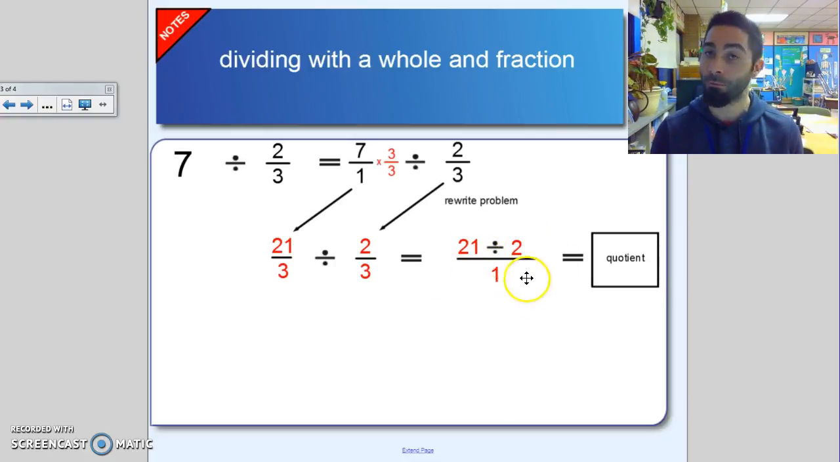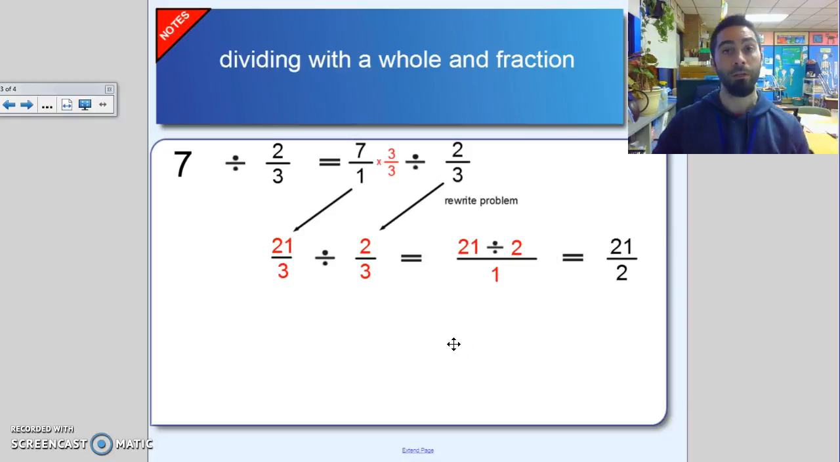Now anything divided by 1, remember, is going to be the same. So we don't have to worry about that. So in essence, I'm just focusing in on my 21 divided by 2. And I write it as a fraction: 21/2. Now, that is your answer.